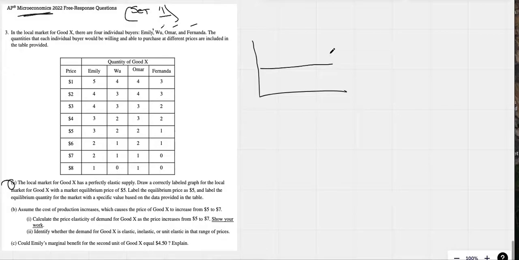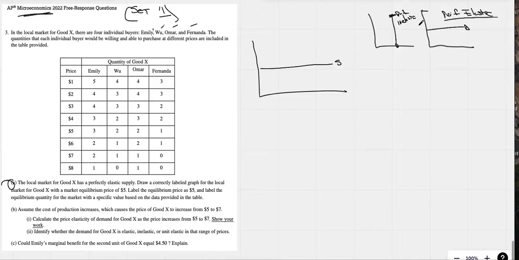Let's draw it. You should know that perfectly elastic supply or demand means that it's horizontal. We can remember that very quickly. Something straight up and down, if I put a little cap on it like that, looks like an I, it's perfectly inelastic. If I put a little cap on this one, it looks like an E, that's perfectly elastic. Horizontal is perfectly elastic. Straight up and down is perfectly inelastic. We can see that once we put those little caps.